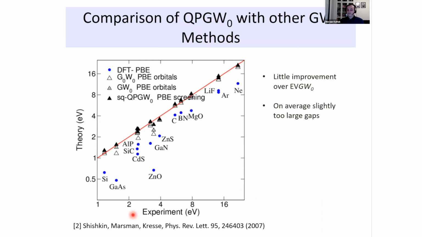How are the band gaps with this approach? Yeah, in summary, there is only little improvement compared to eigenvalue GW0. Now the black triangles correspond to the band gaps of this method, and the shaded triangles are the ones from the partially self-consistent GW. So in all, they are very similar. I would say maybe slightly, on average, slightly larger band gaps, but yeah, very similar anyway.